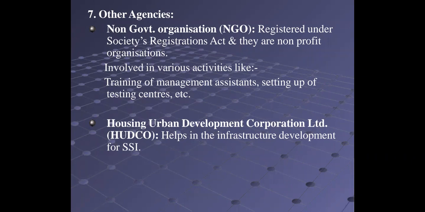Similarly, there is another agency called the Housing Urban Development Corporation Limited. It is called HUDCO. It helps in the infrastructure development of small scale industries. HUDCO is also meant for infrastructure development for living, like they construct houses meant for people. Similarly, it is also meant for the infrastructure development of small scale industries. That is also an important agency.